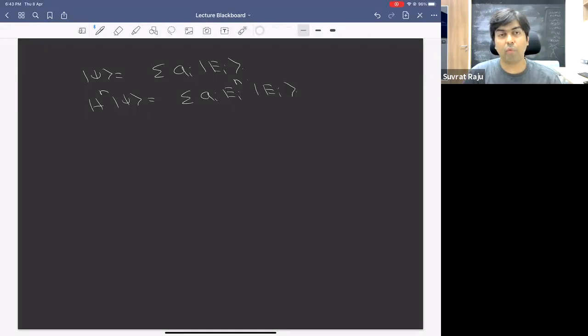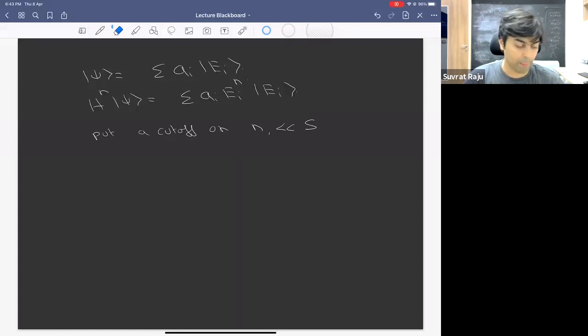It's important, of course, that when we consider these moments or these powers of the Hamiltonian, we put a cutoff on n as well. We don't need to specify it, but once again, it's important that this cutoff ensures that n is much smaller than S. So we put in some order one cutoff, and this cutoff is much smaller than the entropy. That ensures that we are looking at moments of the Hamiltonian, but not at very high moments of the Hamiltonian.